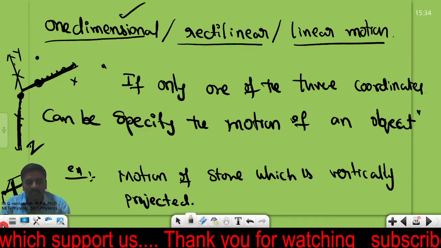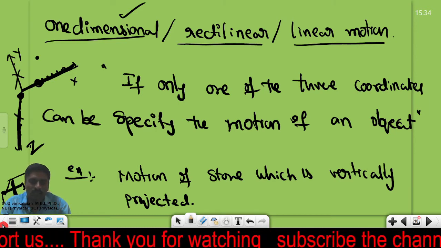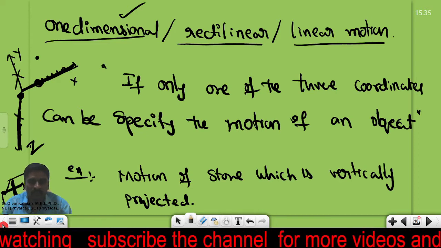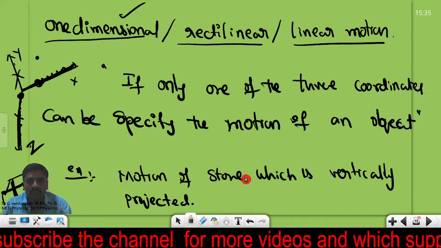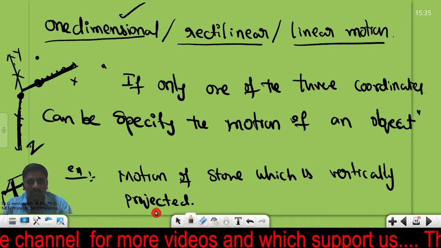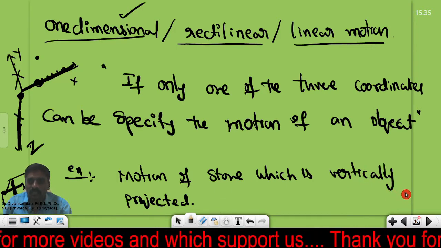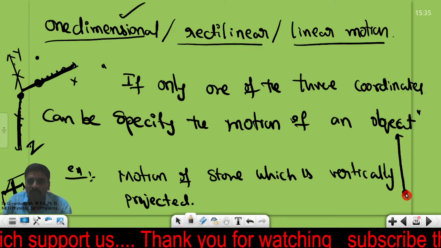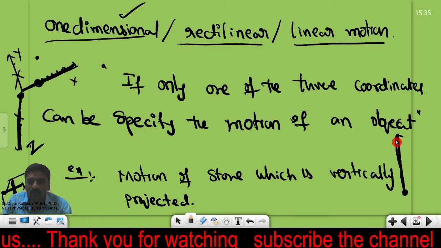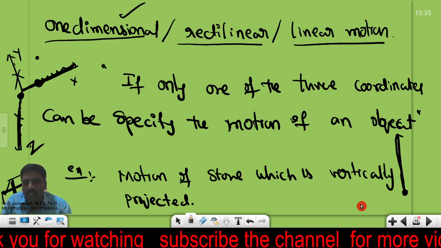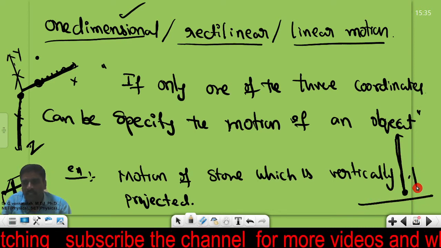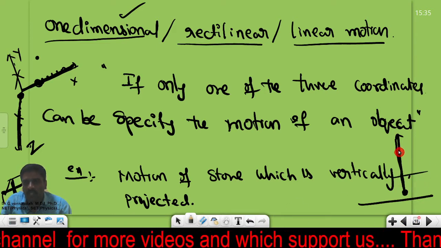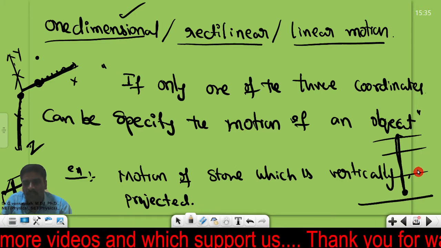We have three coordinate axes. In that, if one is enough, then we say that it is one dimensional motion. An example is the motion of a stone which is vertically projected. If the stone is vertically projected, the object will move in the upward direction. We can specify how much height it has from the earth surface, this is the height. Only h is enough to explain the position of the object. How much height is there here, how much height is there here, how much height is there here.